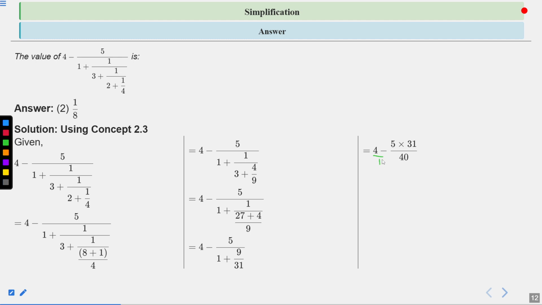Now again we take the LCM. So 1 and 40 LCM will become 40. So when we simplify it, we get 1 by 8. So second is the correct answer of this question. Next one.